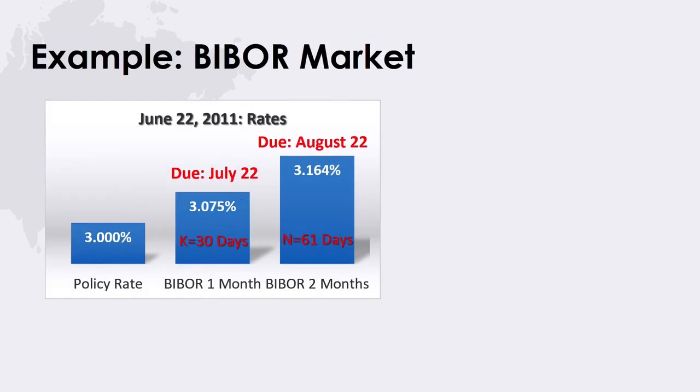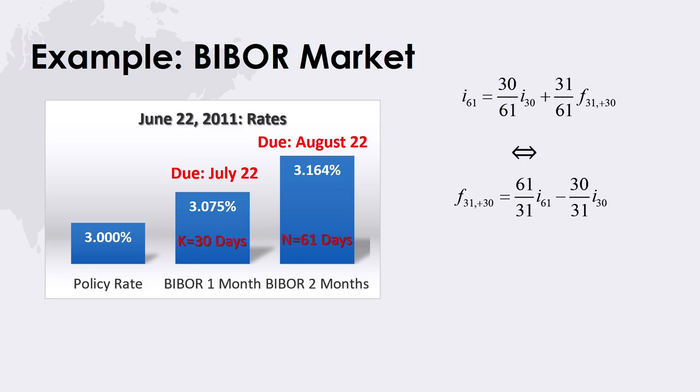Calculate the forward rate in the Thai baht money market on June 22, 2011. We can calculate the forward rate using the formula with K equal to 30, N equal to 61, and N minus K equal to 31. The forward interest rate for a loan to be disbursed on July 22nd and subsequently repaid August 22nd could be calculated using the June 22nd one-month rate and the two-month rate. The one-month interest rate is 3.075% and the two-month interest rate is 3.164%. We can calculate the forward interest rate as almost exactly 3.25%.